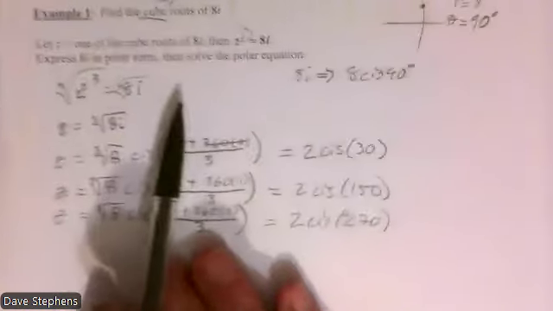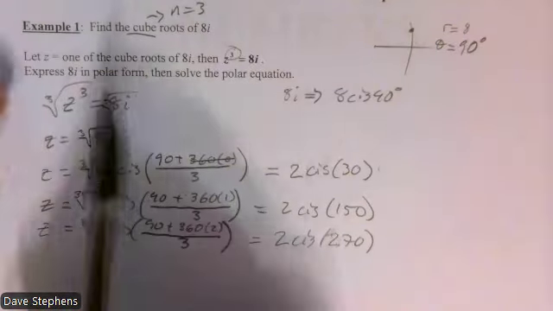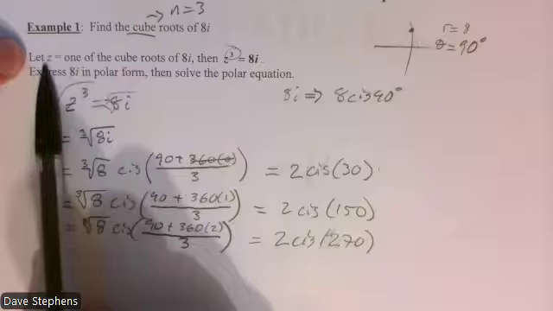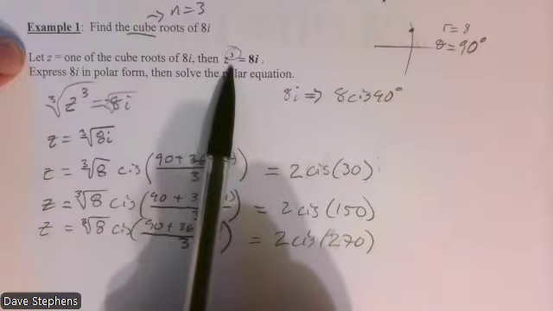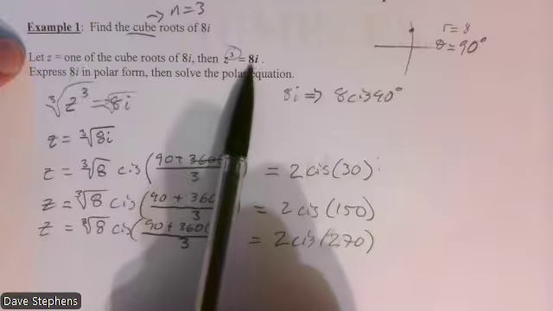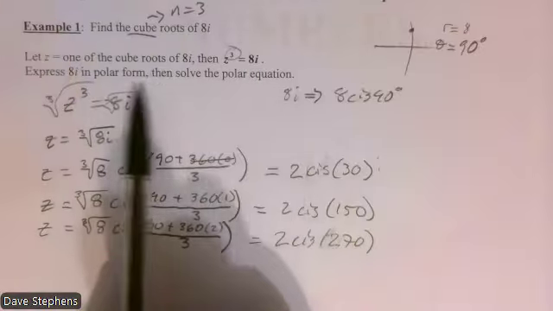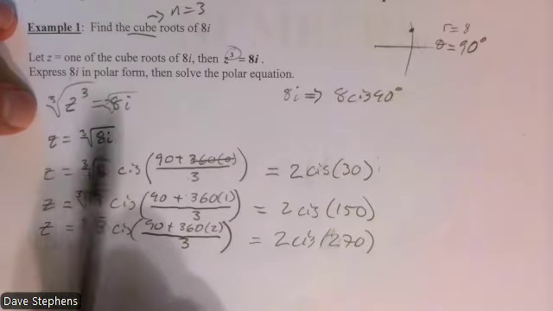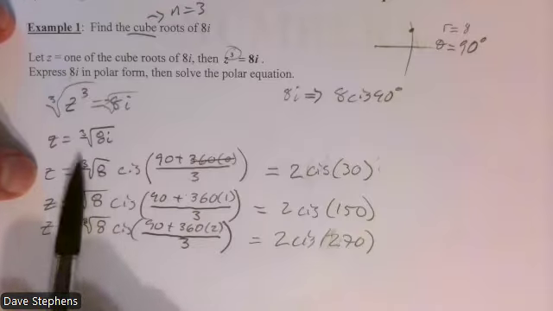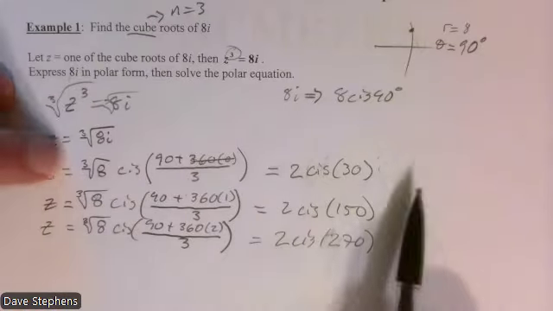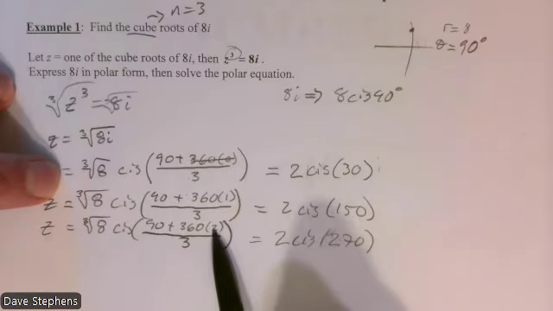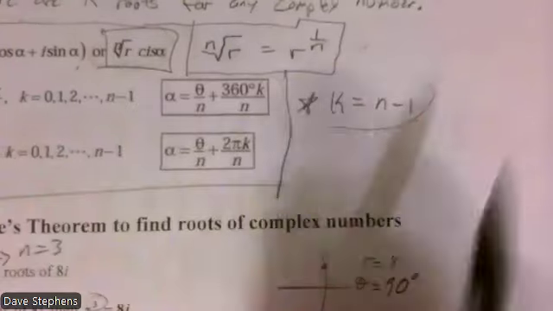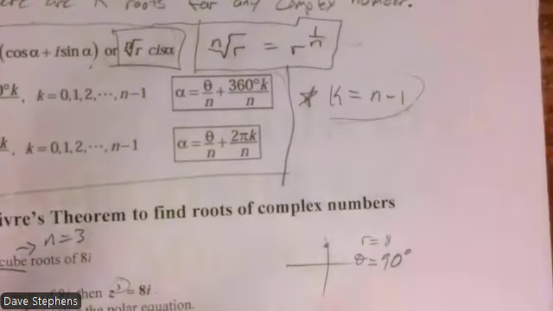So the 3 roots that we have here. Let's just revisit this real quick so we know what we're doing, so we can do the next one quickly. Z is a cube root of 8i. Then z cubed is 8i. Express 8i in polar form, then solve the polar equation. So we started with z cubed equals 8i, did the cube root. And from there, we filled the form out 3 times, where k equals 0, k equals 1, and k equals 2. Remember, the k value that we got is just n minus 1. How many roots are we looking for? That's what we're looking to solve.